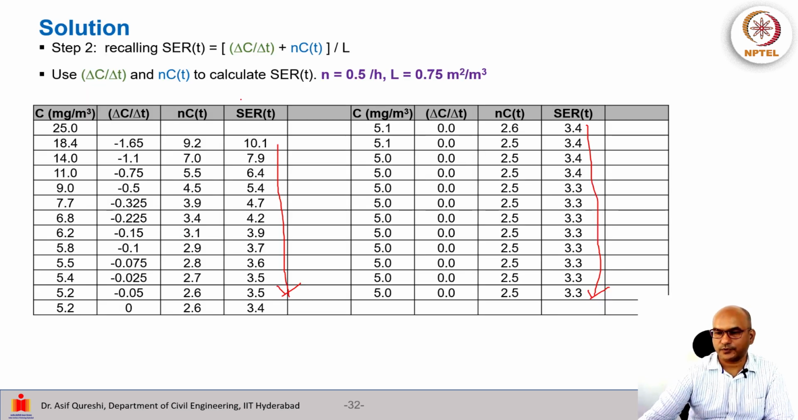And also we can see that the final steady state SER is 3.3. The concentration has stabilized to 5. So the specific emission also has stabilized, and in this case it is 3.3 milligram per meter square per hour.